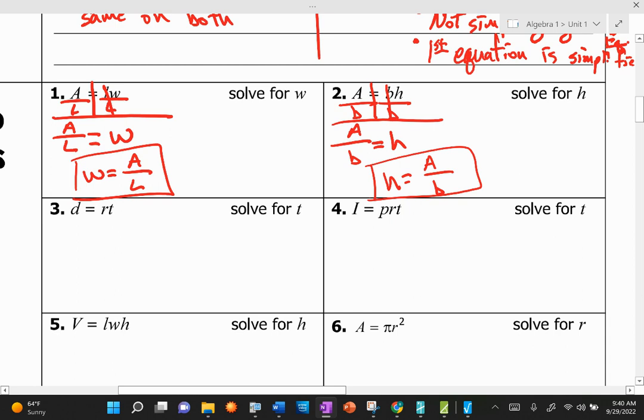Number 4 is, anybody interested in finance? No? Okay. This is an interest formula. Interest equals principal, rate, and time. So solve for t. I would like for you to try and do number 4 on your own.